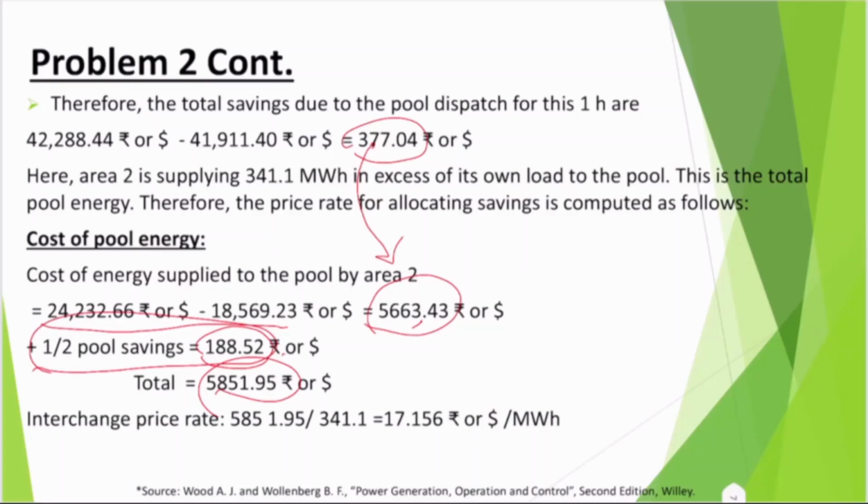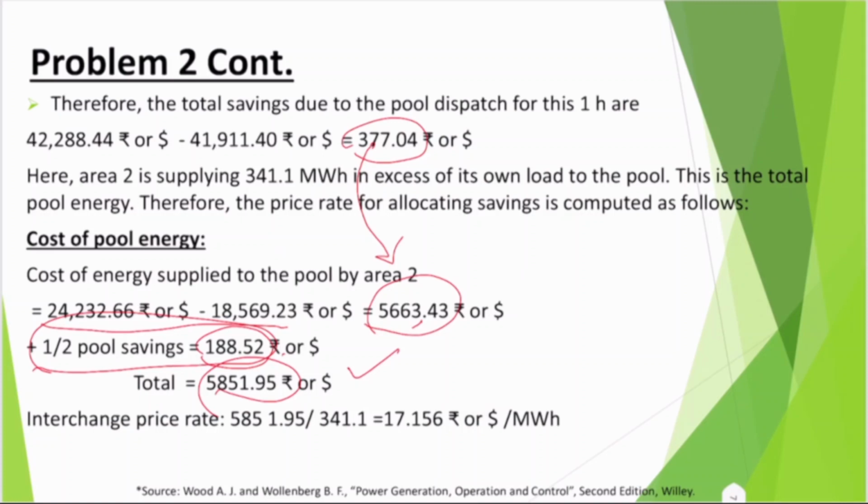5851.95. Now the very interesting part here is that whenever you reschedule any pool market, the entity or the area, those who have taken extra pain to cater to the consumers of the other areas, will be paid some benefit. Okay, they're responsible for that. And that is coming out of this: half of the pool saving will be given to them. Okay, now what is the cost? Now the total cost that area 2 got is 5851.95 rupees or dollars for an additional energy of 341.1.